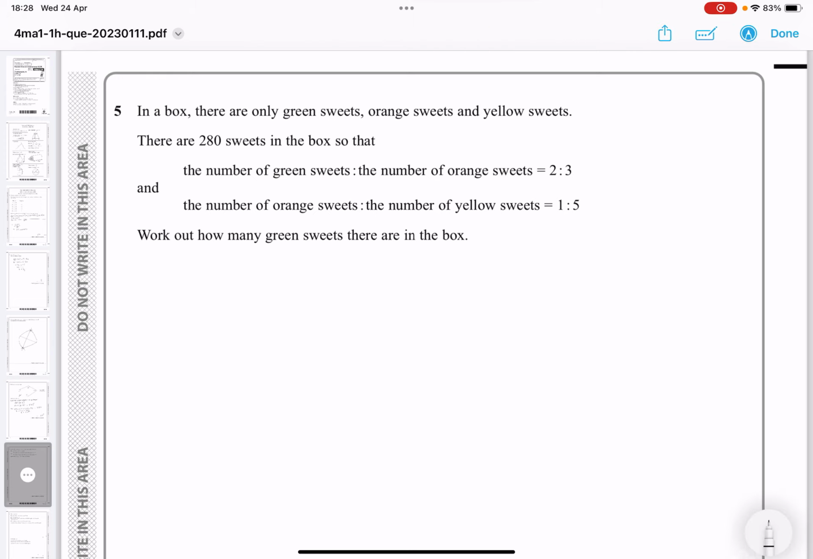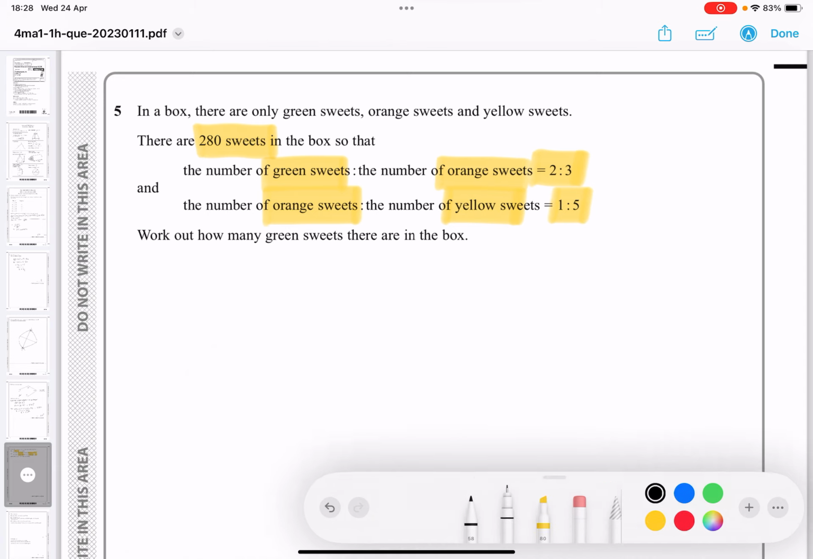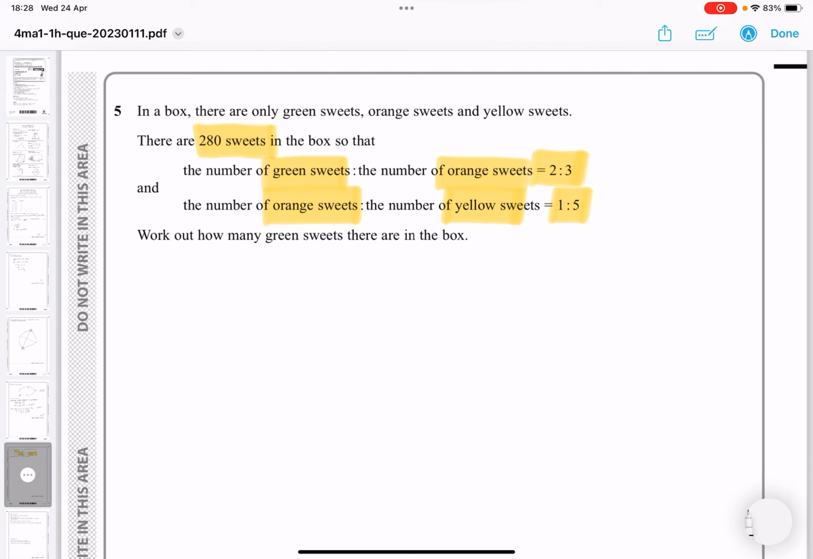Okay, so some of the key information here is there's 280 sweets, and we've got the ratio of the number of green sweets to the number of orange sweets is 2 to 3, the number of orange sweets to the number of yellow sweets is 1 to 5. Okay, so we're going to solve this in terms of algebra, okay? Because we don't know how many sweets there are of either green, orange, or yellow. So let's label one of them. Let's add a variable in. So whenever you include a variable, you have to make sure you define that variable.